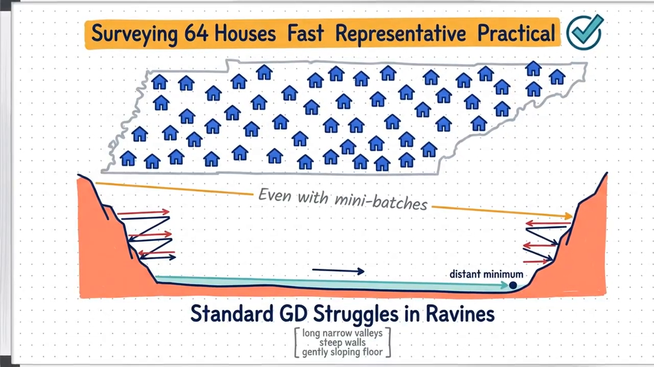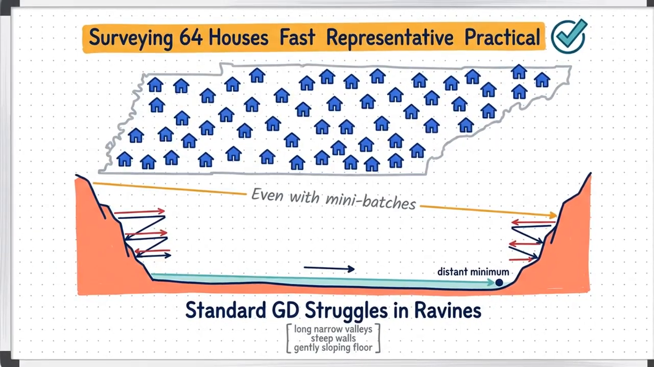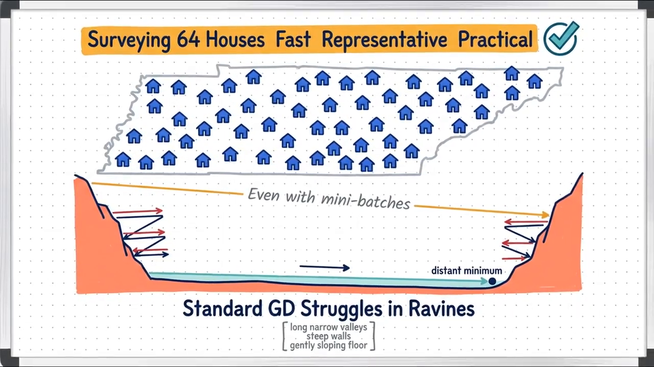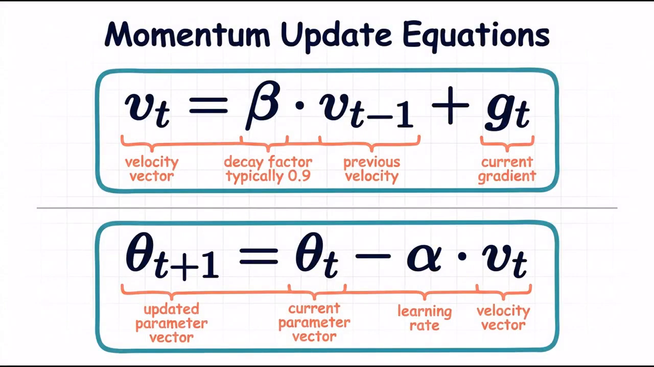Even with minibatches, standard gradient descent struggles in ravines, which are long, narrow valleys where the walls are steep, but the floor slopes gently toward the minimum. A standard gradient descent ball bounces back and forth between the walls, making almost no progress along the floor. To fix this, we look to physics and introduce momentum. We treat updates as rolling a heavy ball down the slopes, accumulating velocity and inertia. We implement this behavior using two coupled update equations: v sub t equals beta times v sub t minus 1 plus g sub t, and theta sub t plus 1 equals theta sub t minus alpha times v sub t.